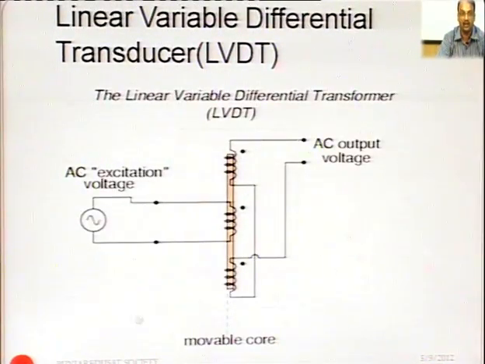So there are three coils. The supply is given to the middle coil, that is AC excitation voltage, and output is gathered from the other two coils, AC output voltage. The core is movable.